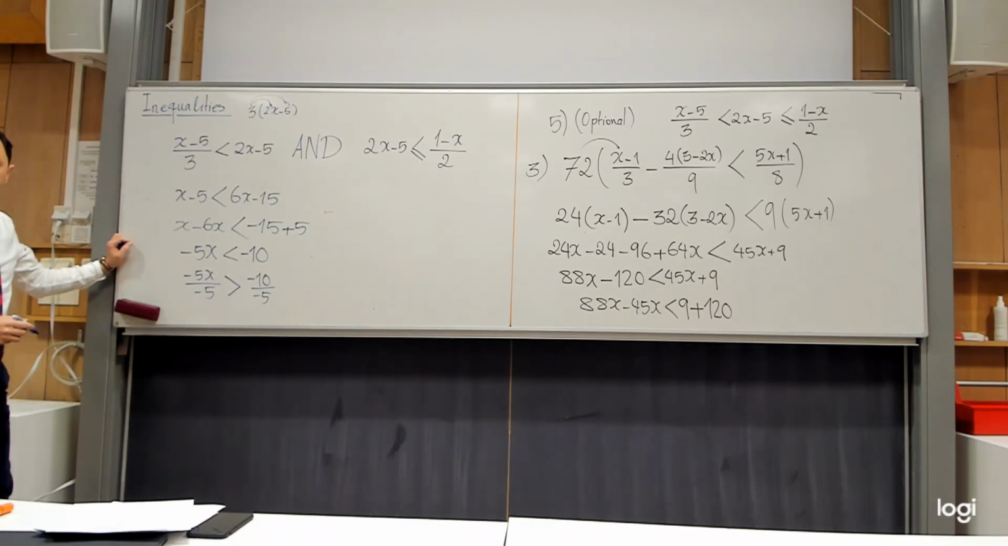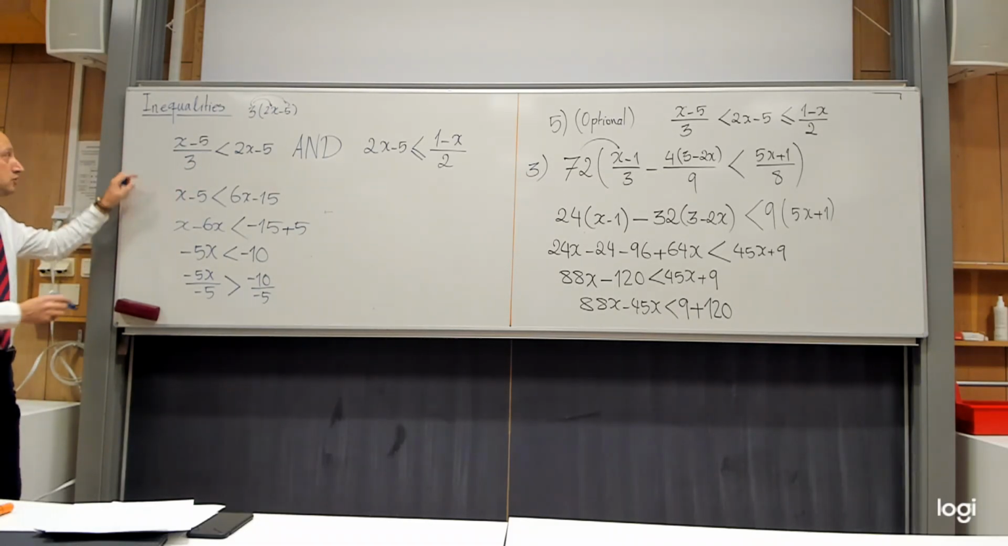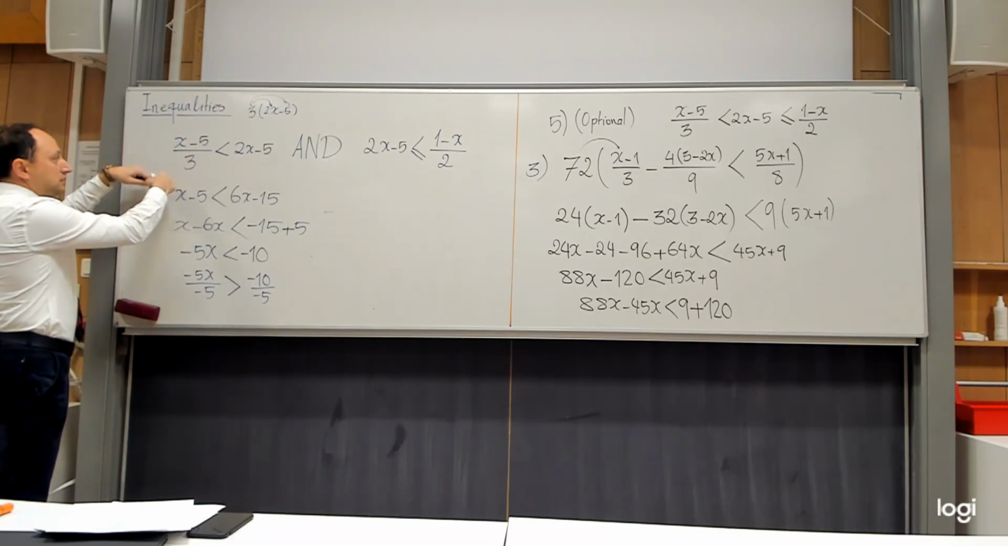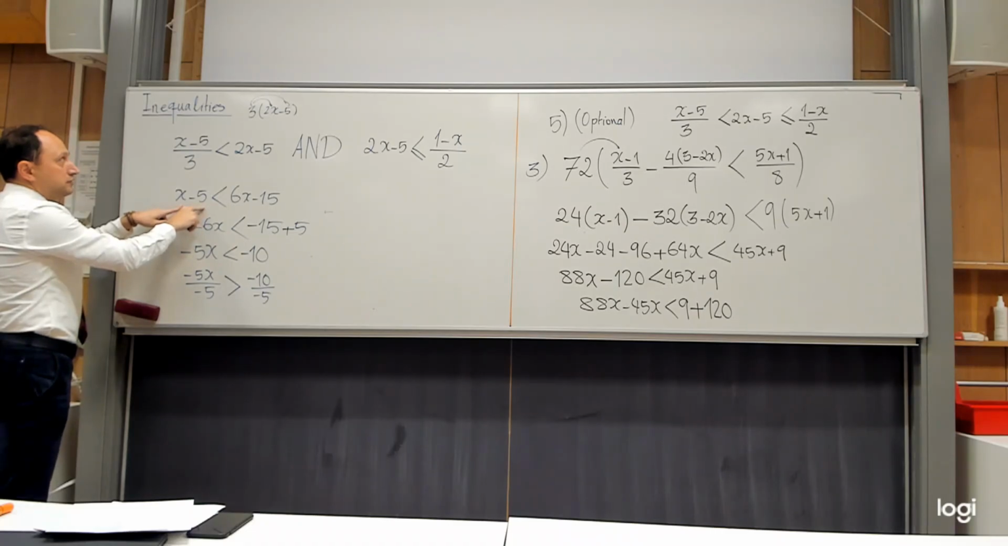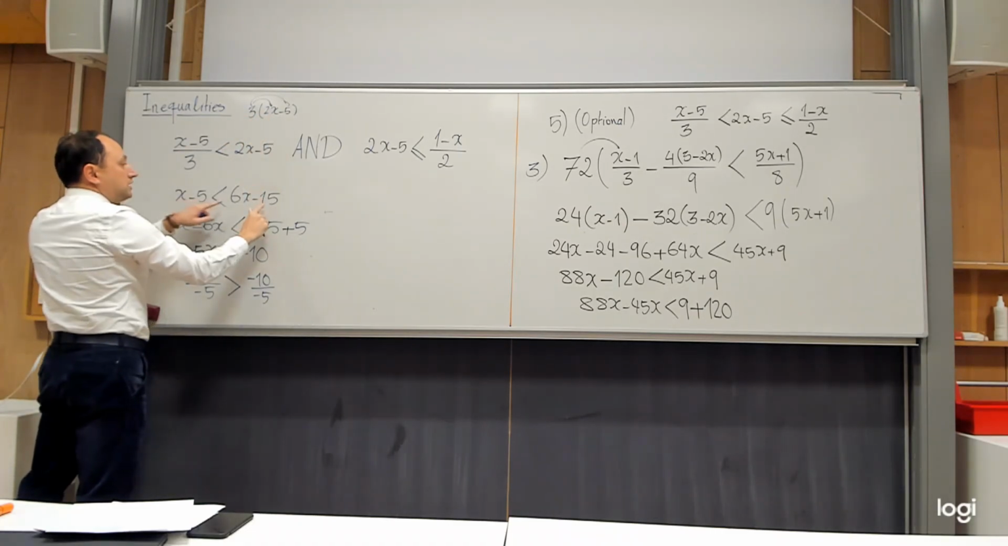Yes? Can you repeat the first part? I missed it. I multiplied everything by 3. When you multiply this by 3, the 3 that I am multiplying and the 3 here will cancel. So x minus 5 is left. And when you multiply this by 3, 3 goes here and there, you get this.